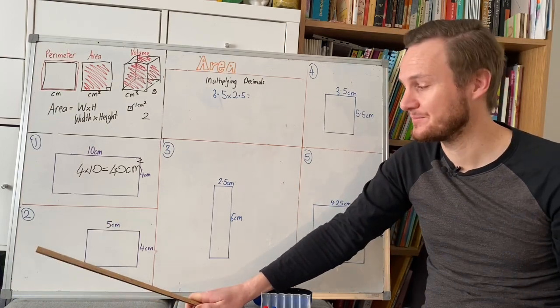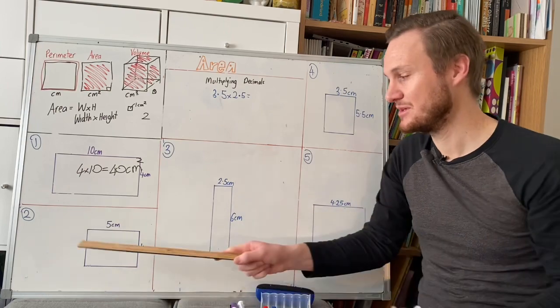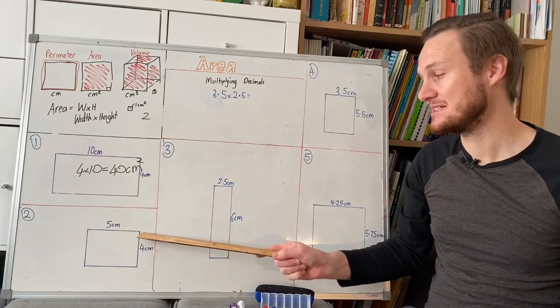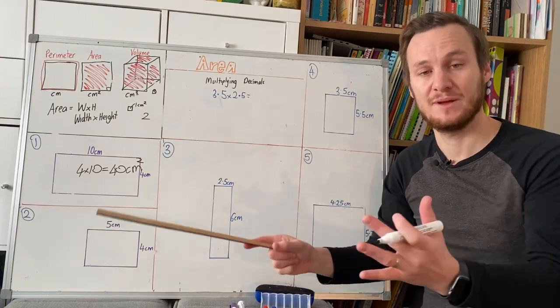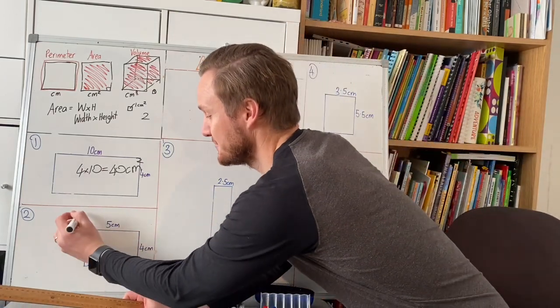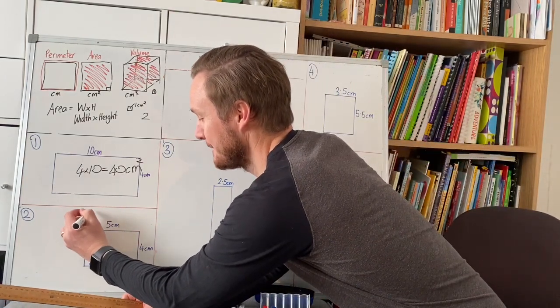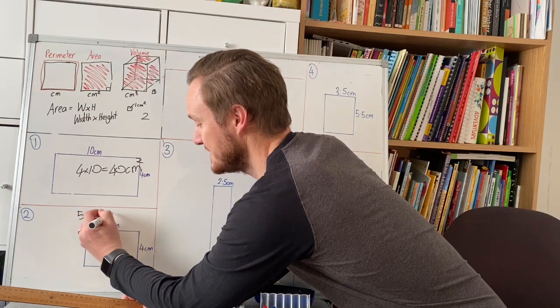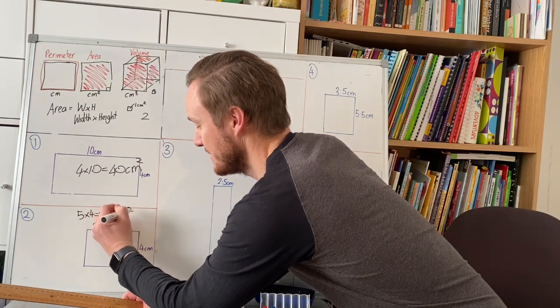In example number 2, we can see the height is 4 centimeters and the width is 5 centimeters. So it's 5 times 4, sorry, it's hard to reach across this far, is 20 centimeters squared.